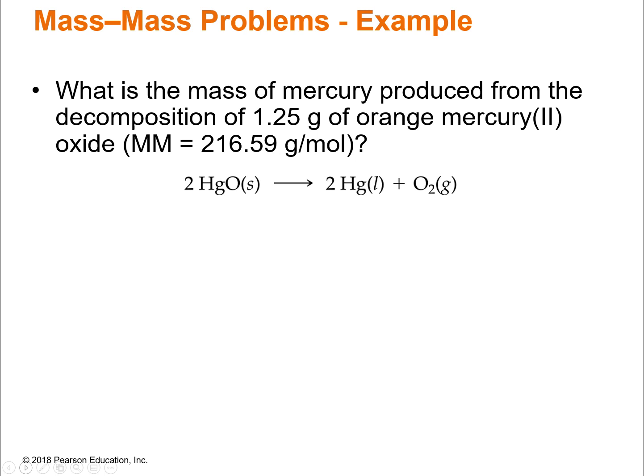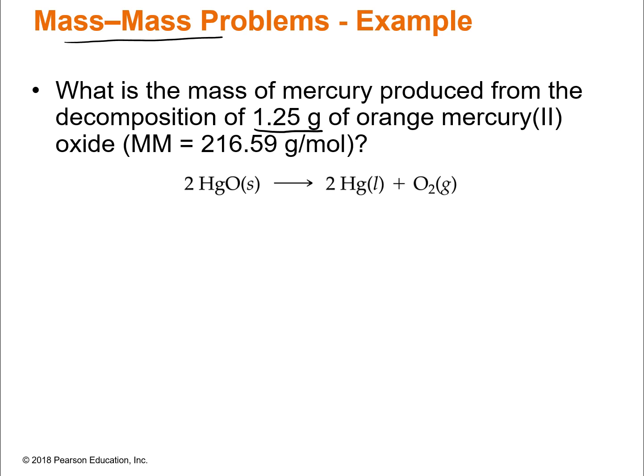What is the mass of mercury produced from the decomposition of 1.25 grams of orange mercury 2 oxide? You'll notice we've been working with this same equation. That was on purpose because I knew we were building up to this example. When you're doing these problems, you won't have the privilege of a title that says mass to mass problem. On an exam, you'll have to figure it out yourself.